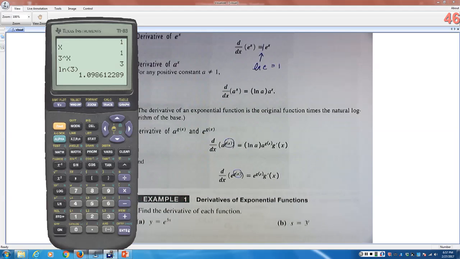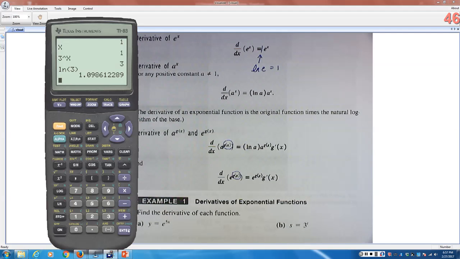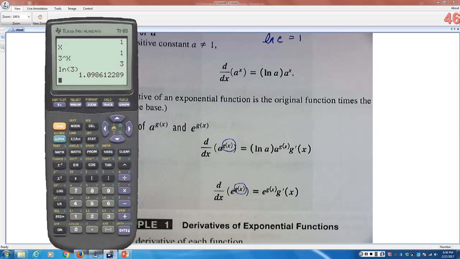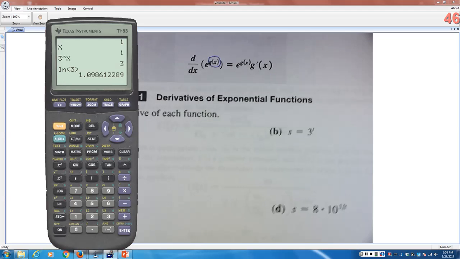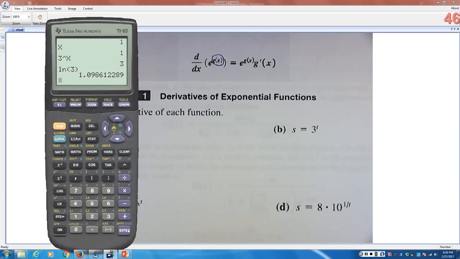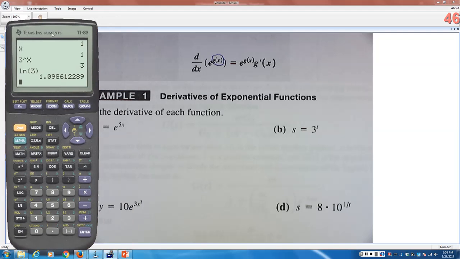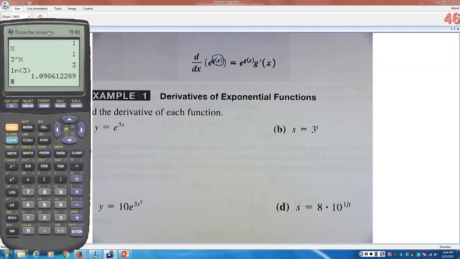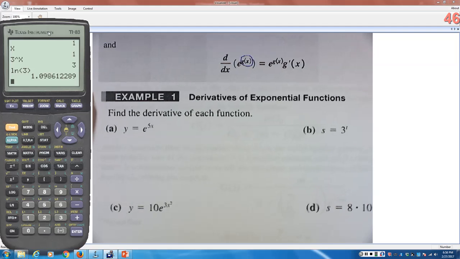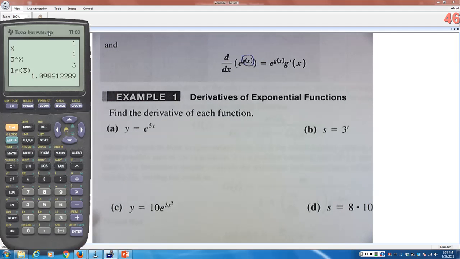So we're gonna do some examples here. And I'd rather do them on paper than on the PowerPoint, so if you have questions, I can take care of them more easily. So the first one says, find the derivative of e to the 5x power.